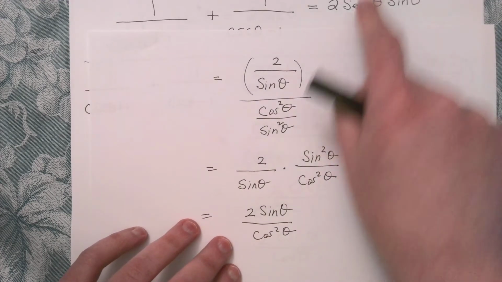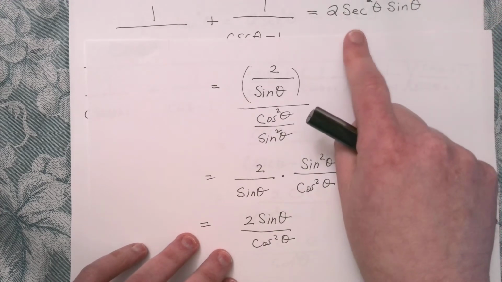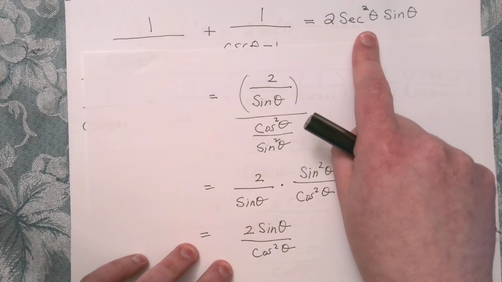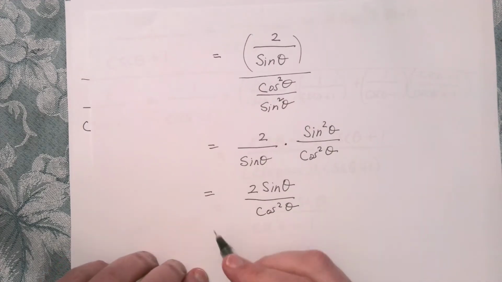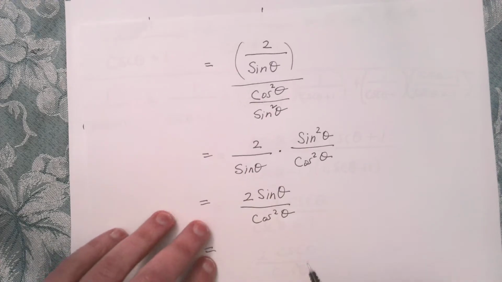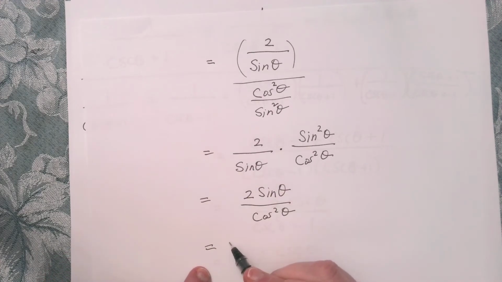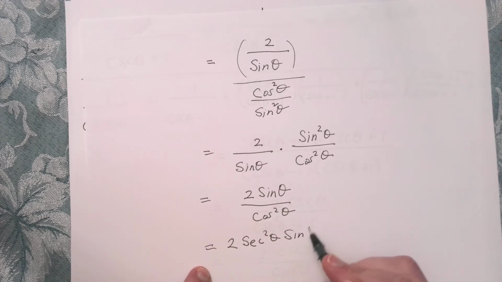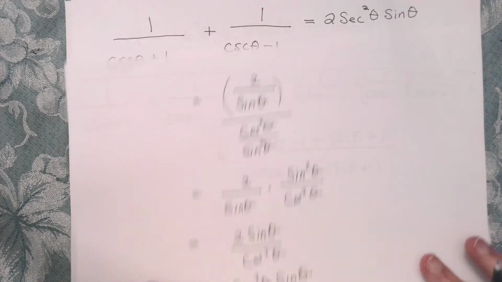So remember, we're trying to land here, right? We want to land back here. And so remember that downstairs, so I'll speak informally, downstairs cosine is upstairs secant. So that gives me 2 times secant squared of theta times sine of theta. So that was quite a journey.